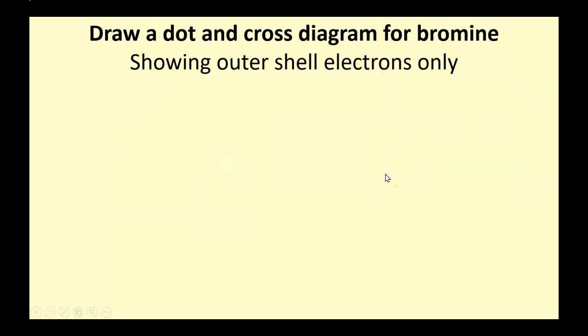Draw a dot and cross diagram for bromine, again showing outer shell electrons only. One alternative approach is that we know bromine is in group 7 of the periodic table, and we know that everything in group 7 forms 1 bond. So here is a bromine molecule drawn with a line representing a shared pair of electrons.